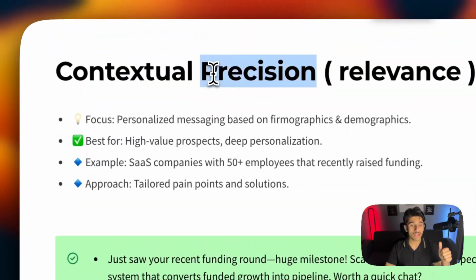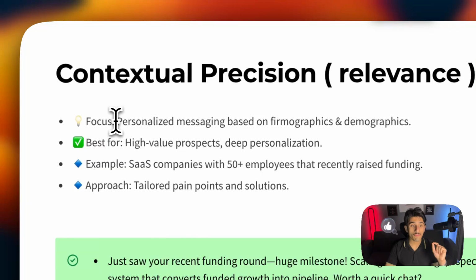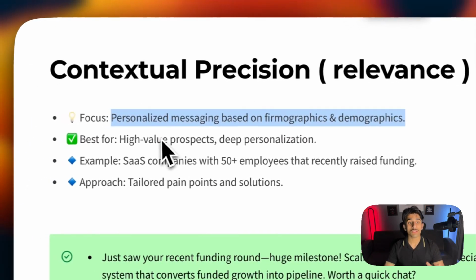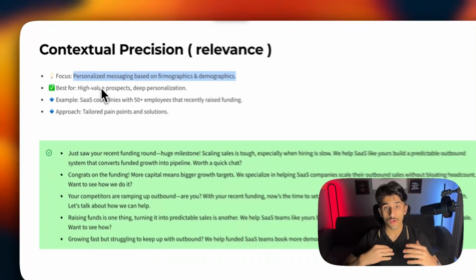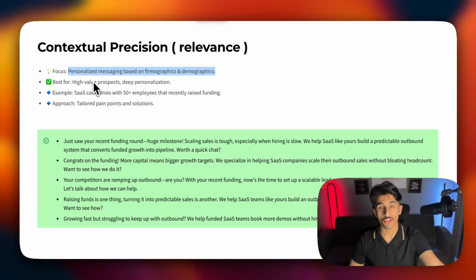So first of all, it's going to be contextual precision, relevance, and the whole focus is to craft personalized messaging based on firmographics and demographics, which basically means that you want to create some sort of basis on which both of you can relate. Let's suppose I live in New Jersey, right? And that specific person also lives in New Jersey, right?